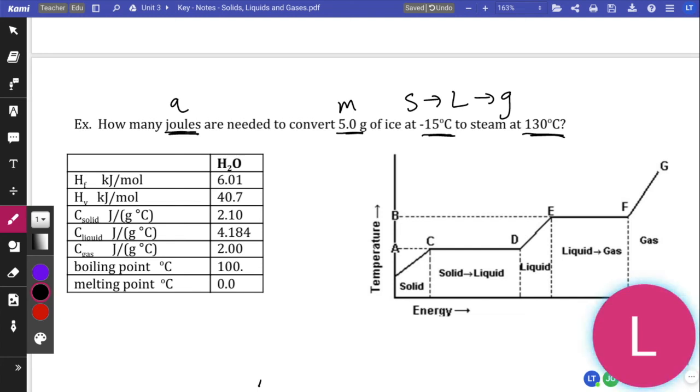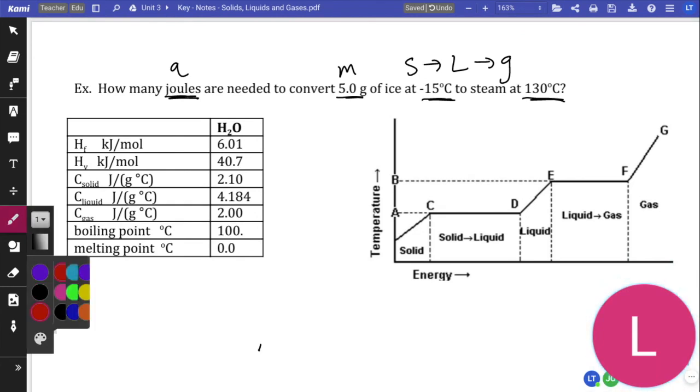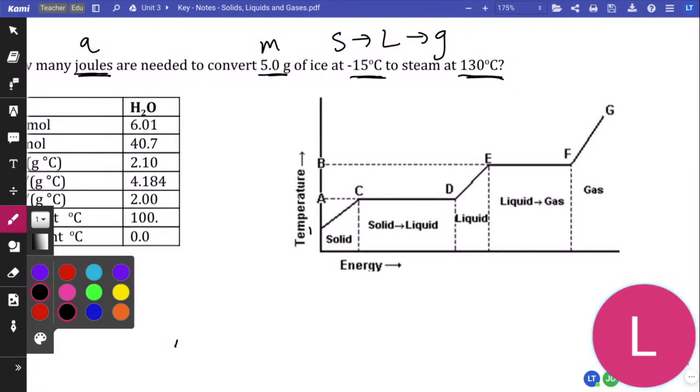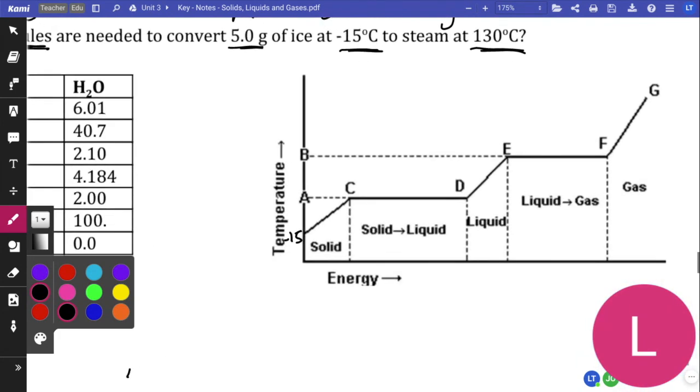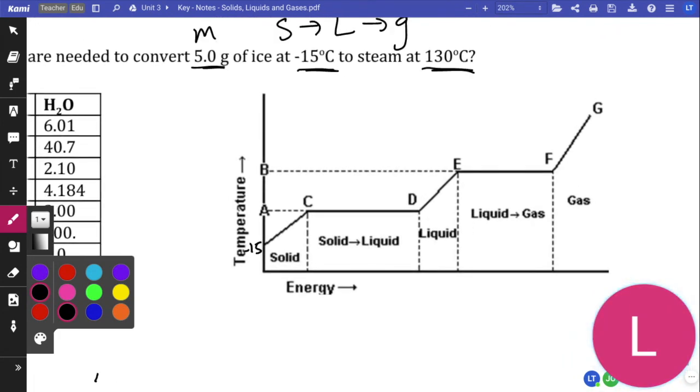So that means that we need to do a variety of different equations here. If I look at my graph, I'm going to label things on my graph now. I'm going to come down here. I know I'm starting at negative 15 all the way at the bottom, and then I know that it's water, so it's going to melt at 0. And then once it's melted, it will boil at 100. And then from 100, we end at 130. So I have all 5 sections on my graph here.